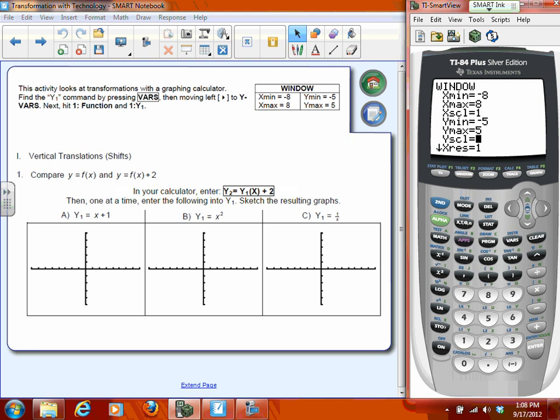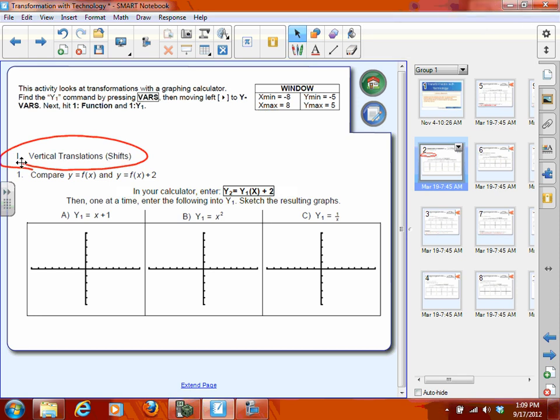All right, once you have that window set up, you can go ahead and clear out of there. Quit, second mode. And we're ready to begin. Now, the first thing we're going to do is take a look at something called vertical translations. It's up here at the very top. Vertical translations.